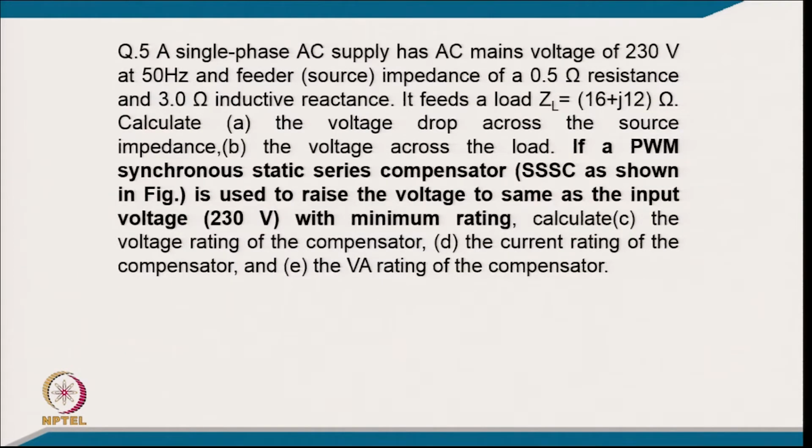Coming to the fifth example, a single phase AC supply has an AC mains voltage of 230 volt at 50 hertz and a feeder impedance of 0.45 ohm resistance and 3 ohm inductive reactance. It feeds a load of 16 plus j12 ohm. Calculate the voltage drop across the source impedance and the voltage across the load. If a PWM synchronous static compensator is used to raise the voltage to the same as the source voltage of 230 volt with the minimum rating, calculate the voltage rating, current rating, and VA rating of the compensator.